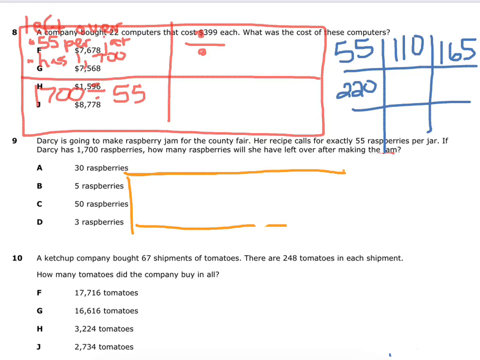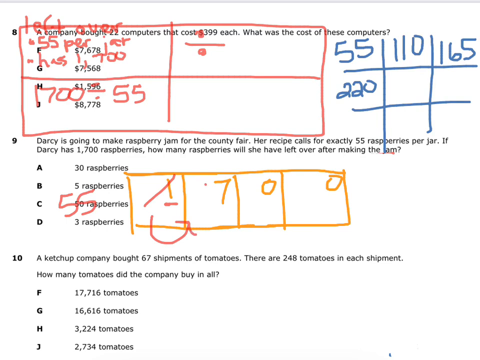So 1,700 is 4 digits, so I need 4 boxes. So I'm going to put each number next to the side. All right, and I'm dividing by 55. So 55 can't go into 1 because 55 times a number cannot equal 1. So I'm going to X out the 1 and I'm going to push it to the next box.